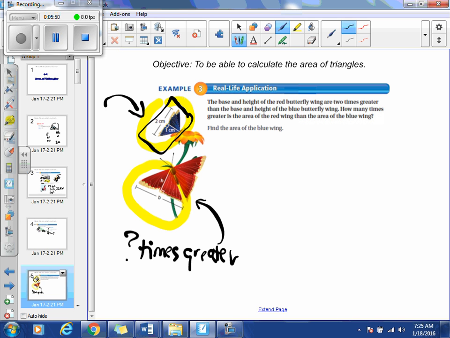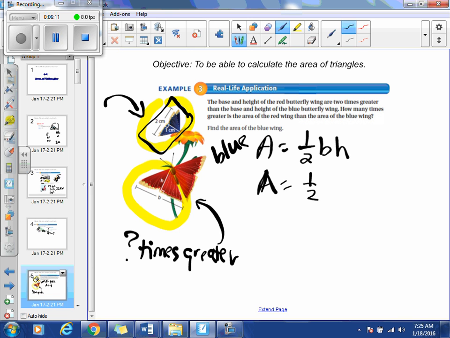So first, let's find the area of the blue butterfly wing, okay? So we know that since the blue butterfly wing is shaped like a triangle, we can use area equals 1/2 of the base times height. So this is the blue one again. All right, so we don't know the area, that's what we're trying to find. But we're going to take half of the base. The base is 2 centimeters.